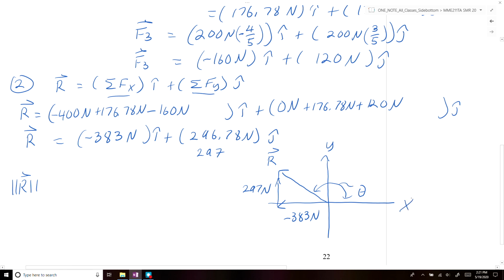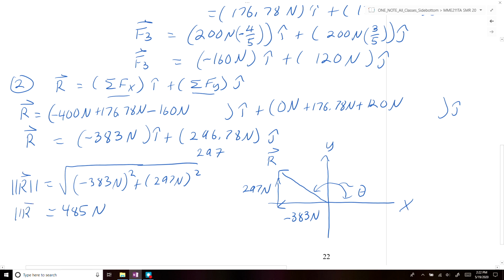from the positive x-axis. So R is going to be equal to the square root of minus 383 newtons squared plus 297 newtons squared, which would be equal to 485 newtons. And then theta is going to be equal to the inverse tangent of our y component, which is 297 newtons, divided by our x component, which is equal to minus 383 newtons. So if we solve that, we end up getting 142 degrees. All right.